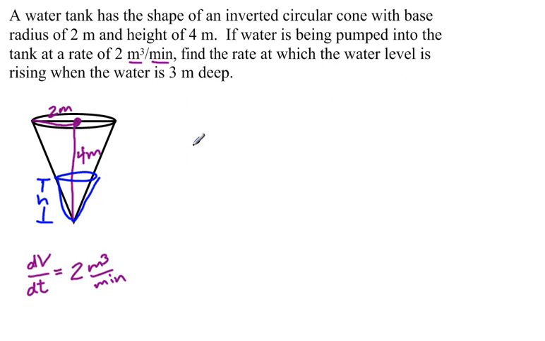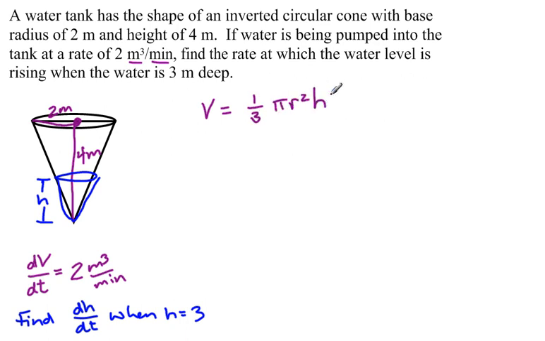So at what rate is the water level rising? That means I'm going to be asked to find dh/dt when the water is 3 meters deep. So when h equals 3. All right, usually students find it's pretty clear that we want a volume formula here because we're working with volume and height. And so for a cone, our volume formula is 1/3 pi r squared h.